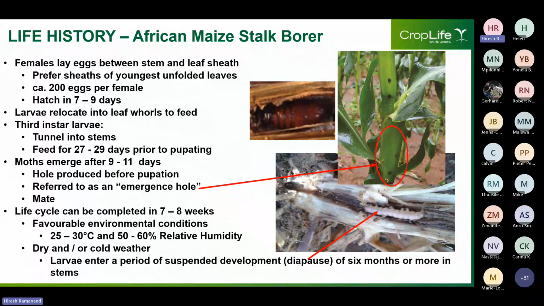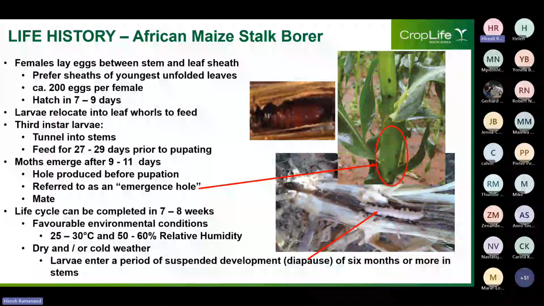Third instar larvae tunnel into stems where they feed for about 27 to 29 days before pupating within the stem tunnels. Now, very quickly, what do we mean by larval instars? And no, we are not talking about stars you see in the sky. An instar is the name given to the developmental stage of an arthropod, in this case an insect, between molts. For example, after hatching from the egg, the larva is said to be in its first instar. When the larva molts, it is then a second instar, and so on. For certain noctuid pest species, there can be up to 9 larval instars prior to pupation.